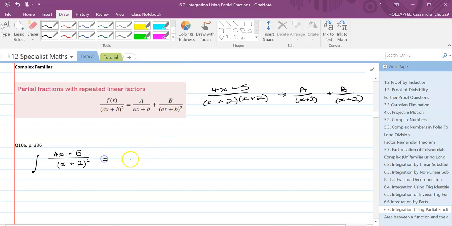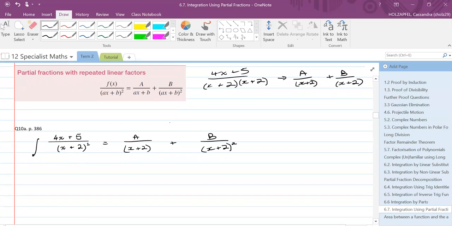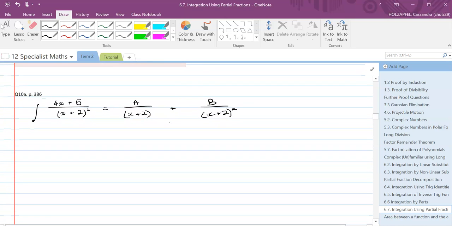So let's go ahead then and let's write this as a over x plus 2 plus b over x plus 2 squared. So that's my tip for these repeated linear factors. If it was ax plus b to the power of 3, then you could do ax plus b and then ax plus b squared and then ax plus b cubed. So just again, using those partial fractions with those repeated linear factors to solve for a, b, and c. All right, let's go ahead though and let's do this example first.